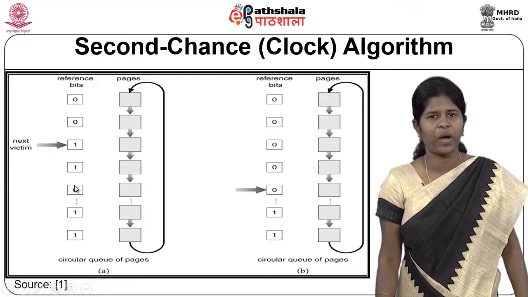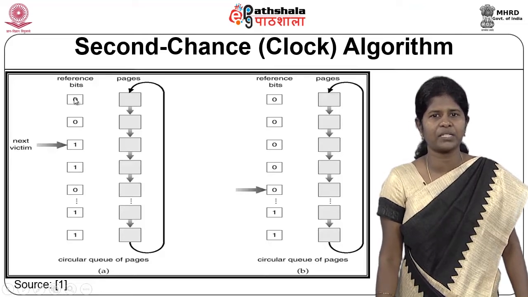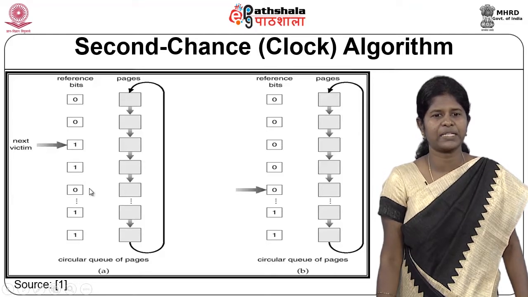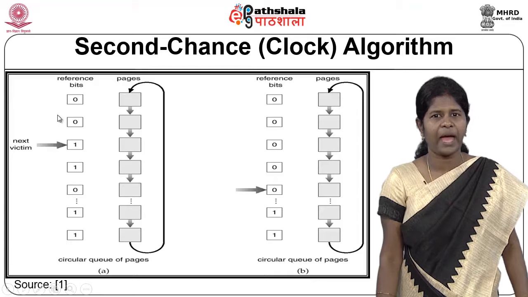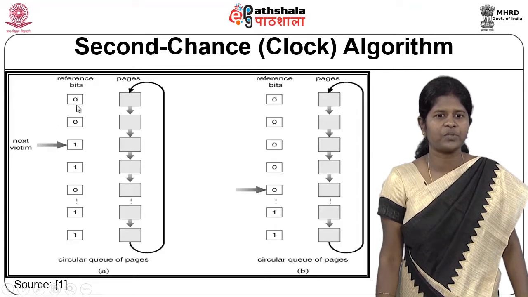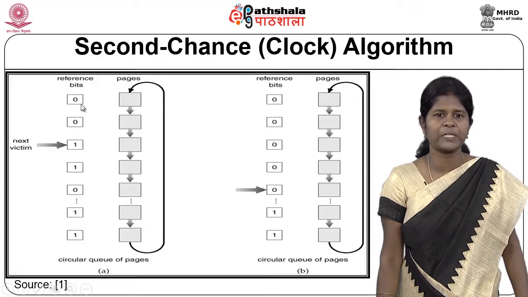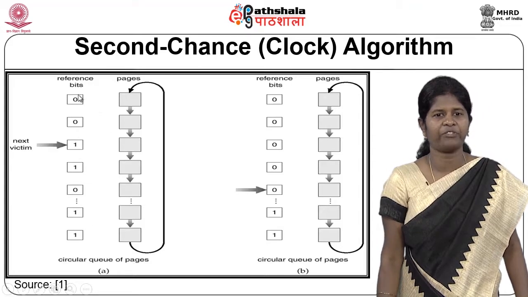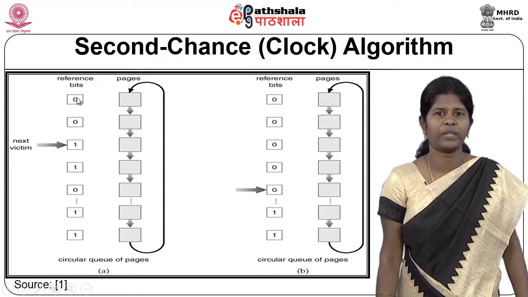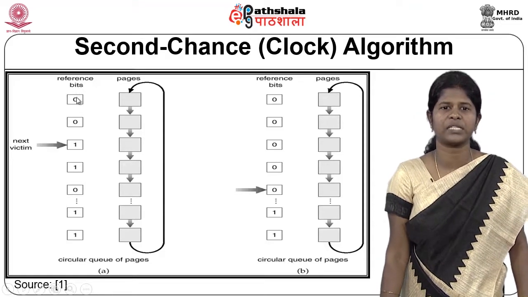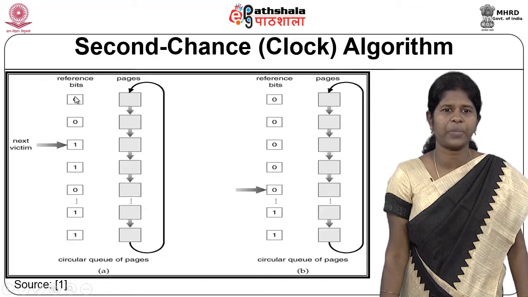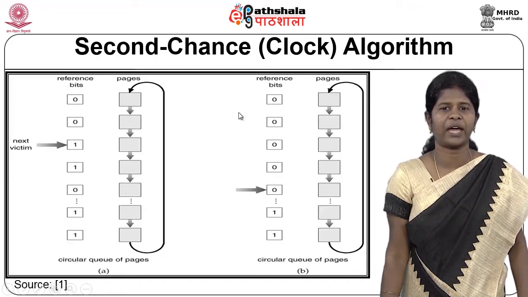In the worst case, all the reference bits may be set to 1 for all the pages. In that case you will have to traverse one full round, checking the reference bits of all the pages and changing all of them to 0. Then you find that there is no page with the value 0, so you come back to the first page which you had checked and take that for replacement.